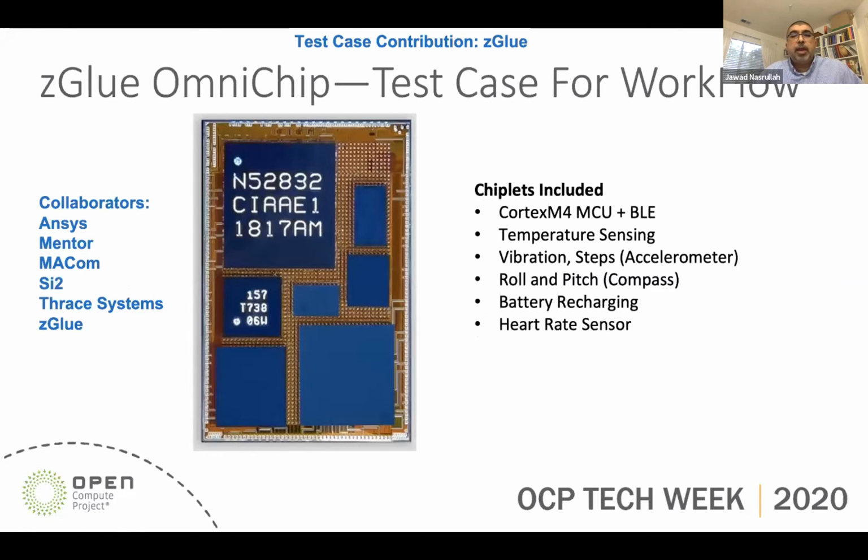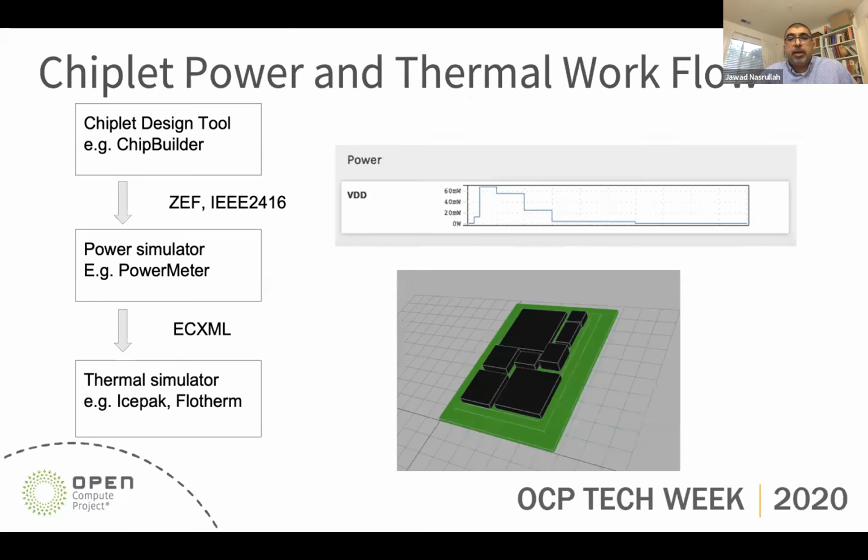So just to give you a highlight of what different companies have contributed. ZGlue opened up a test case, which is a chiplet-based design called OmniChip, and shared it with a bunch of companies that did various other studies on this design. And collaboration was done by ANSYS, Mentor, MACOM, SI2, 3 System. And I'll just give you an overview of some of the outcome of it.